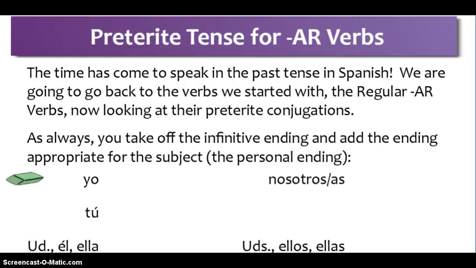So, do you remember what your endings are? Let's see what we can do. We conjugate for yo with é, E with the accent mark. For tú, you got it, aste. For usted, él, and ella, ó, with a very important accent mark. Nosotros and nosotras, amos, just like present tense. And ustedes, ellos, and ellas, aron. Nice job.